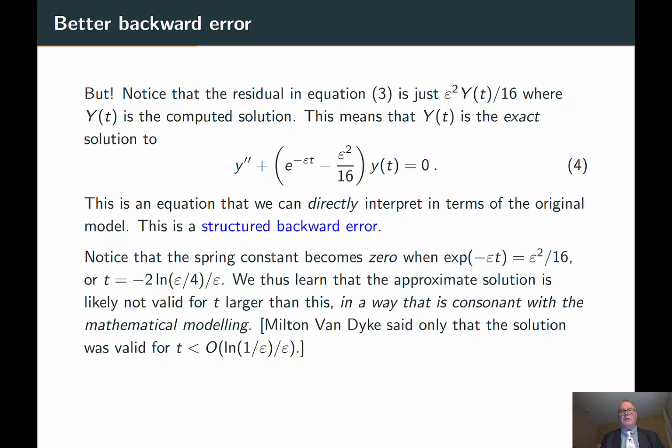So notice that the spring constant becomes exactly 0 when e to the minus epsilon t is epsilon squared over 16. Well, we can solve for t in there, and we can get an exact time at which we get what's called a spurious turning point coming into the solution. And our solution is not physical beyond that. And Milton Van Dyke, when he discussed the solution, didn't give that exact time. He just said that the solution, the Chang and Wu solution, was valid for t less than order log 1 over epsilon, which is correct, but we have a more precise statement.